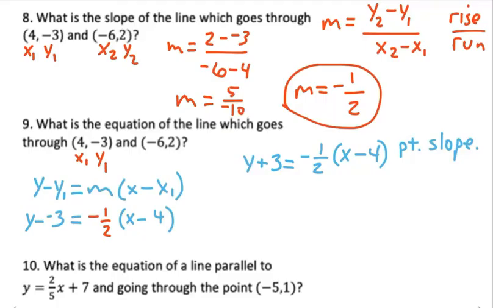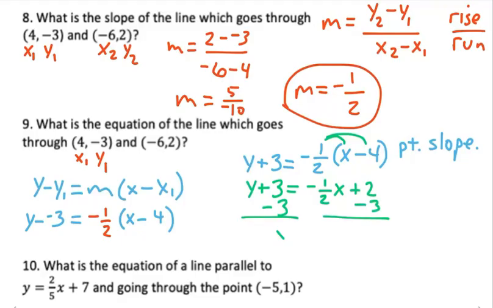Other times they may ask for the line in slope-intercept, in which case we want to get it into y equals mx plus b. So to do that, we'll distribute the negative 1/2. Negative 1/2 times x is negative 1/2 x. Negative 1/2 times negative 4 is positive 2. To get rid of the plus 3, we'll subtract 3 from each side. When we do that, we have y equals negative 1/2 x minus 1. This is the most common type of an equation I see, and that's called slope-intercept.